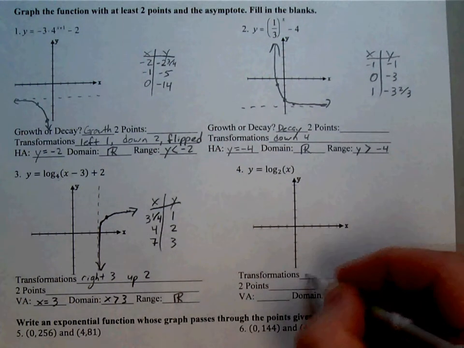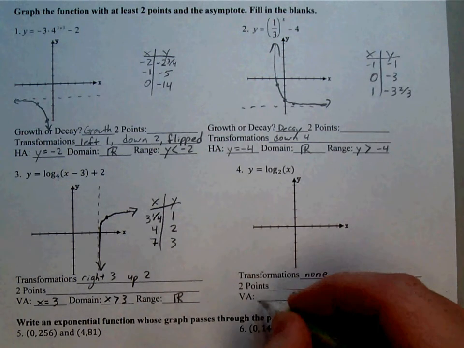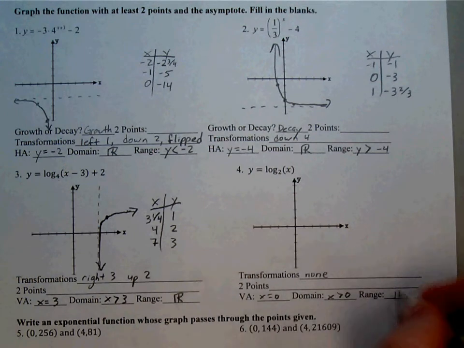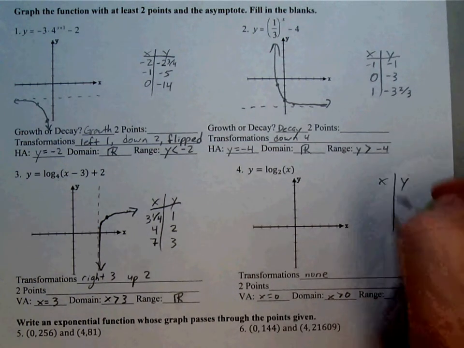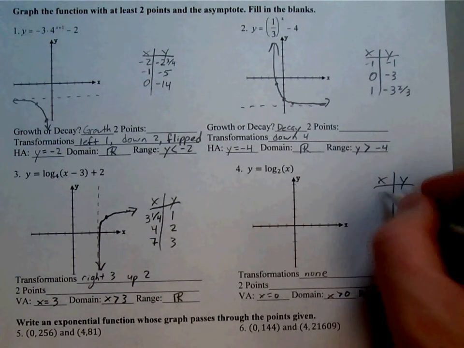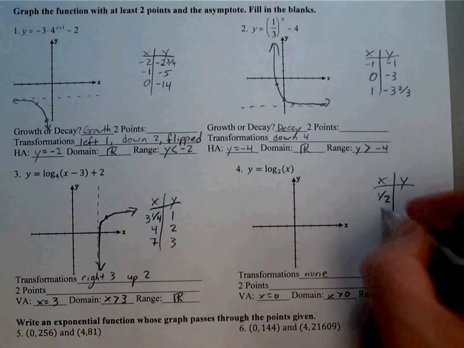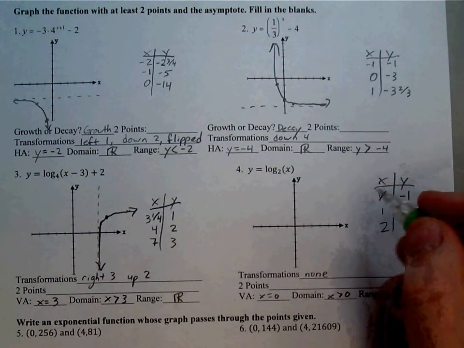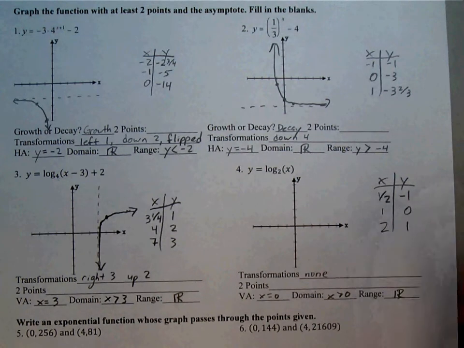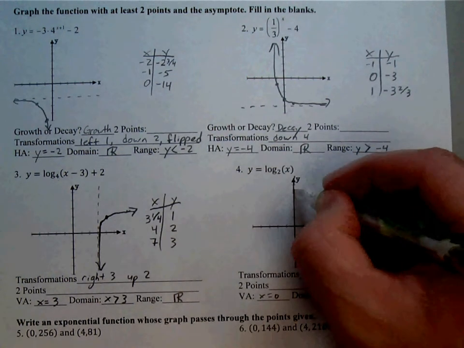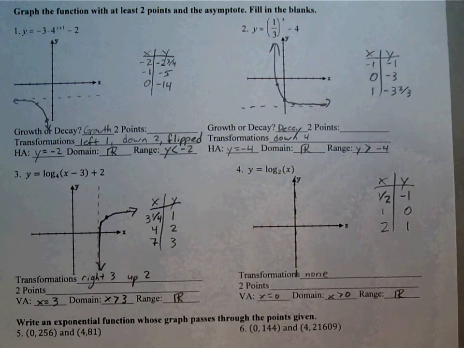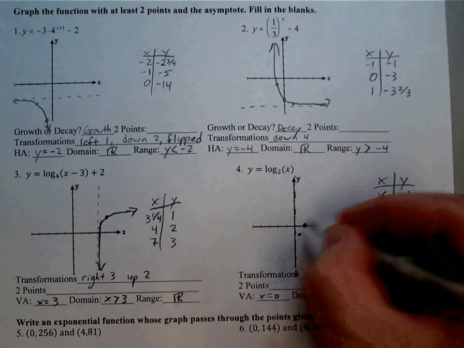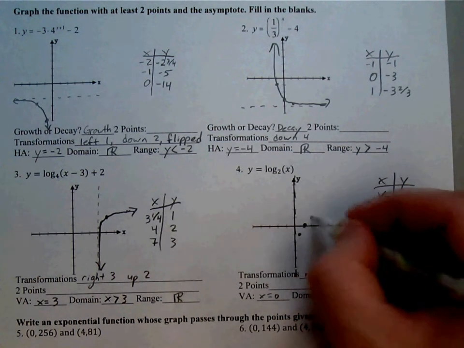This one, there's no transformations. Vertical asymptote is x equals 0. Domain would be x is greater than 0, and the range would be all reals. For table of values, there's no shifts, so I can plug in 1/2, 1, and 2. So log base 2 of 1/2 is -1, log base 2 of 1 is 0, and log base 2 of 2 is 1. My asymptote is right there. So 1/2, -1, 1, 0, 2, 1.